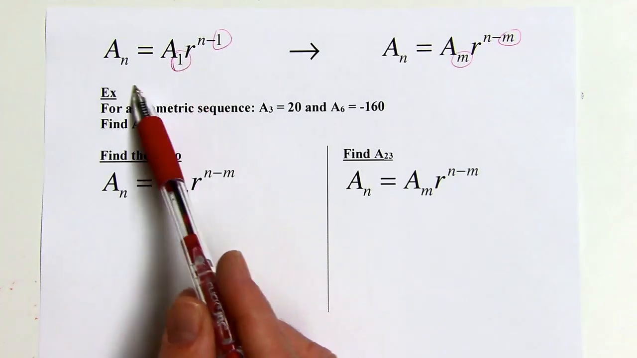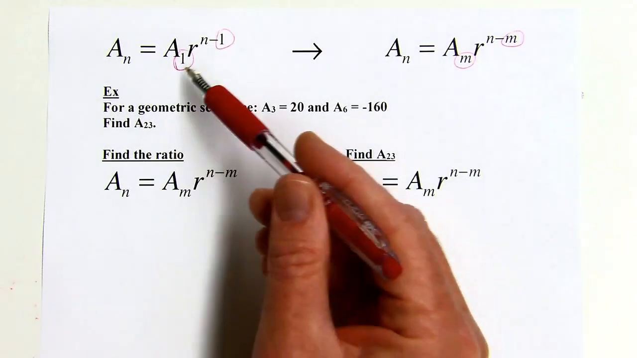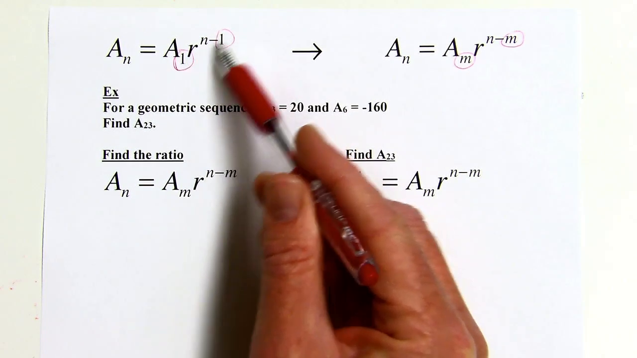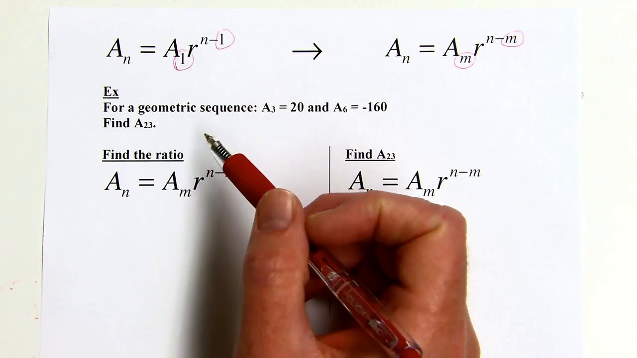Okay, so here is our specific term formula for a geometric sequence. And you notice how the ones are both circled here. They correspond to each other, okay? So this formula is great if you know the first term.